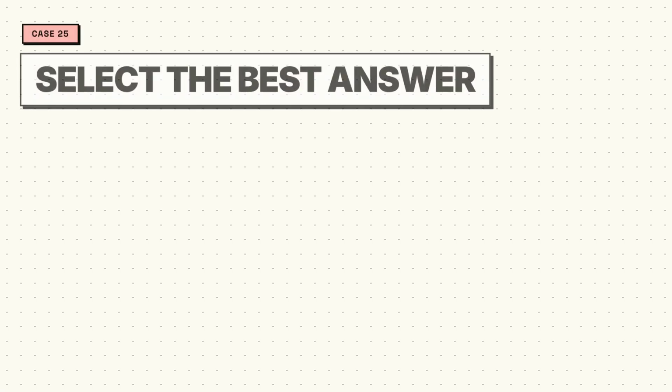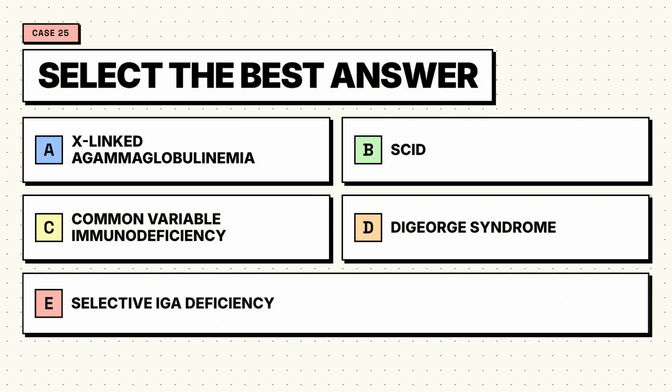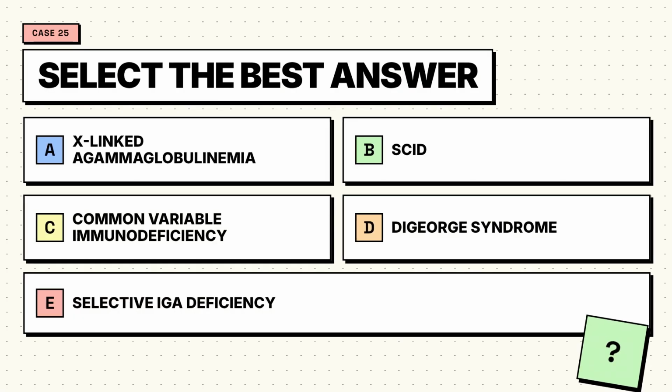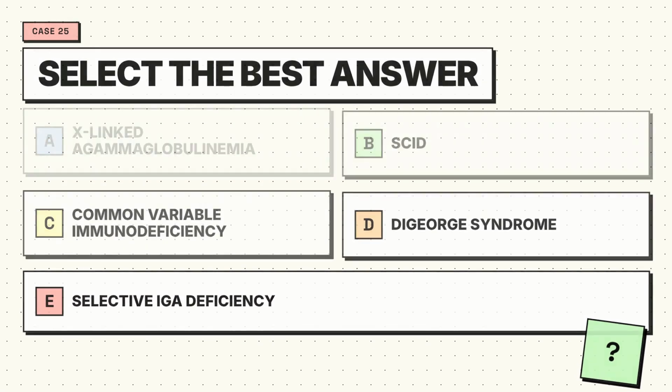A. X-linked agammaglobulinemia, B. Severe combined immunodeficiency, C. Common variable immunodeficiency, D. DiGeorge syndrome, or E. Selective IgA deficiency? Pause and select. The correct answer is A. X-linked agammaglobulinemia, or Bruton's. The defect is in the Bruton tyrosine kinase gene, leading to a failure of B-cell maturation. Recurrent infections with encapsulated bacteria and absent lymphoid tissue are the discriminators.